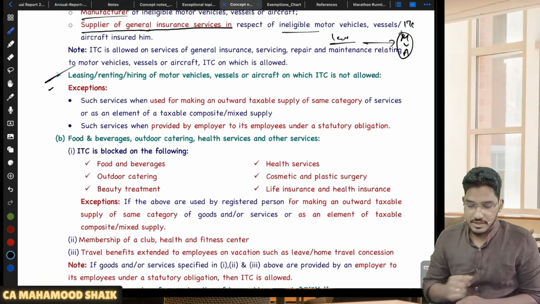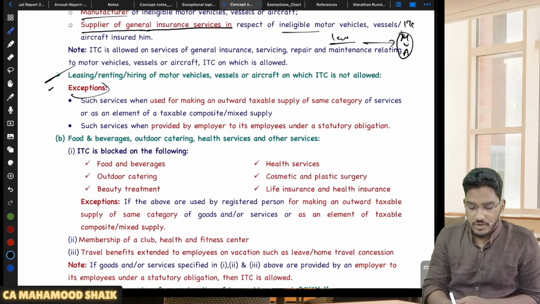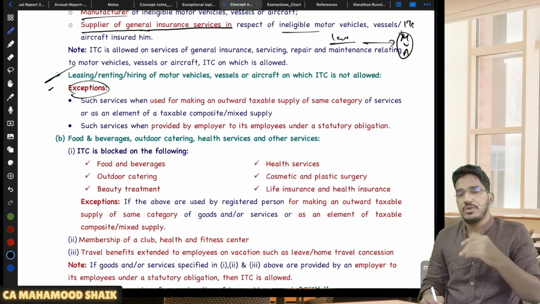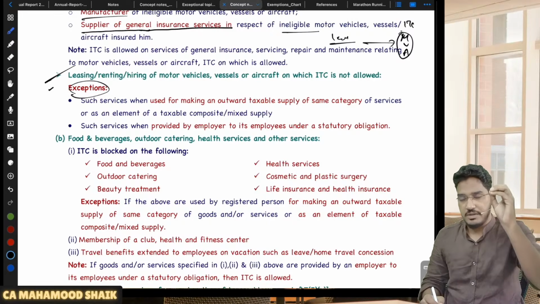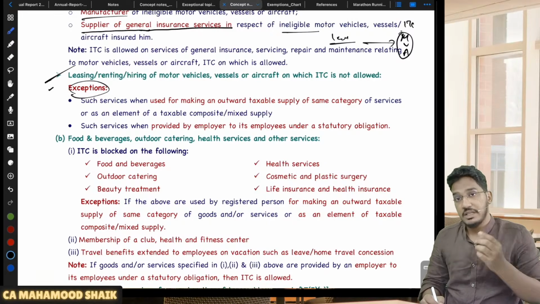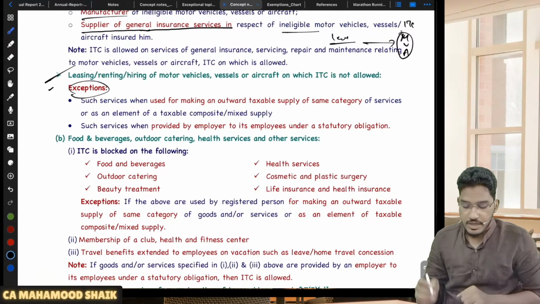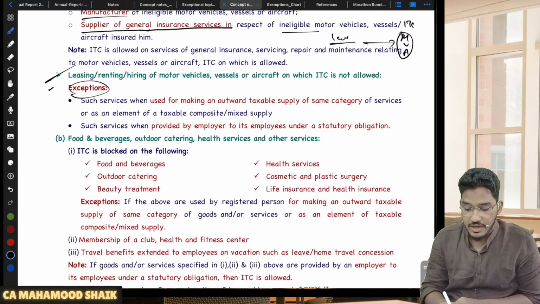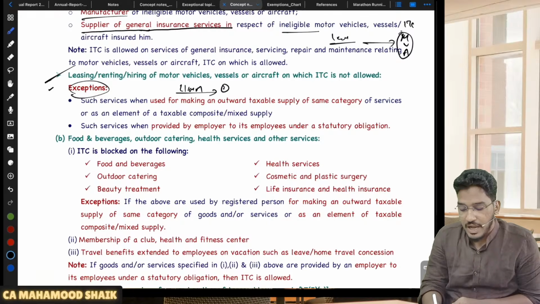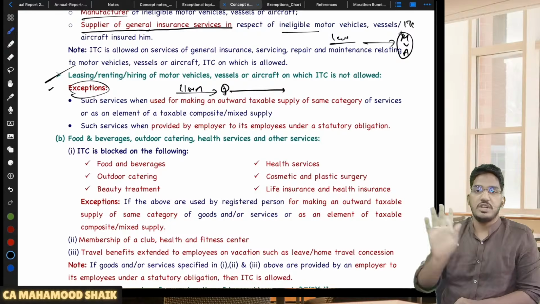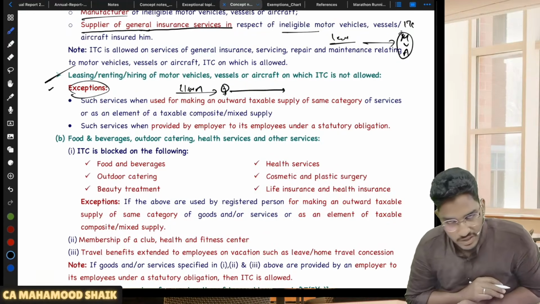However, certain exceptions are there. So what are those exceptions? Here also the same logic applies. If you are able to enjoy ITC on the purchase of a motor vehicle, vessel or aircraft, then on renting of that motor vehicle, vessel or aircraft also you can enjoy ITC. In addition, some extra exceptions are there. If you are leasing, renting or hiring a motor vehicle, vessel or aircraft, and you are engaged in making the same outward taxable supply, or you are using it as one of the elements of a composite or mixed supply, then also you can enjoy input tax credit.